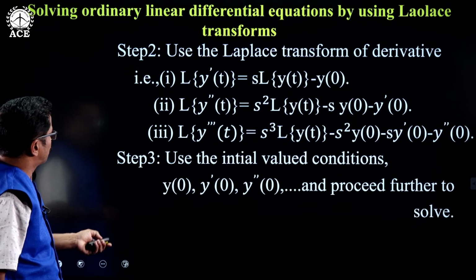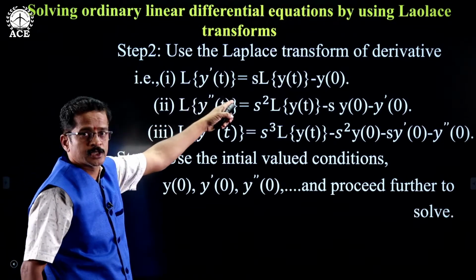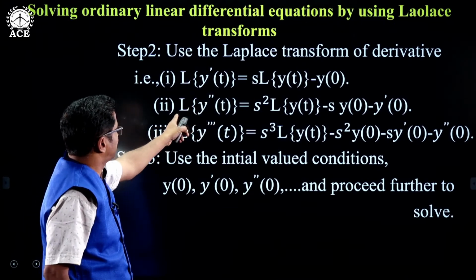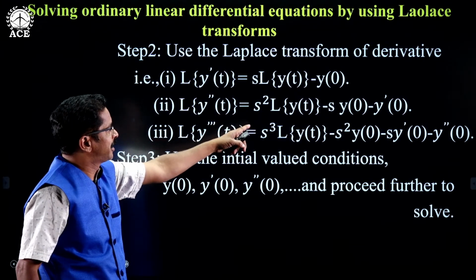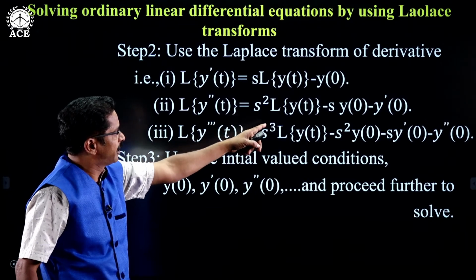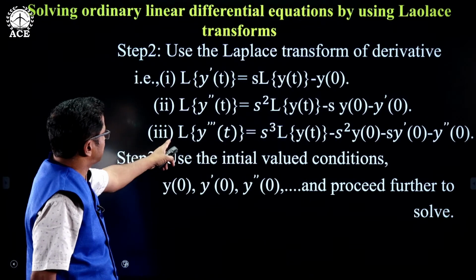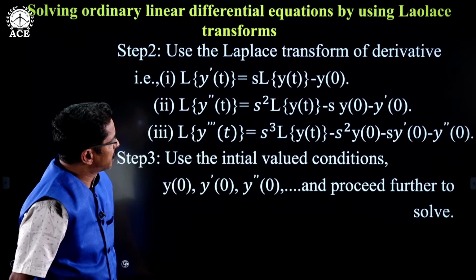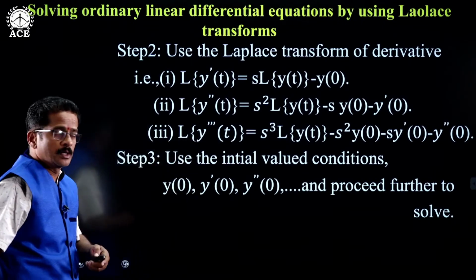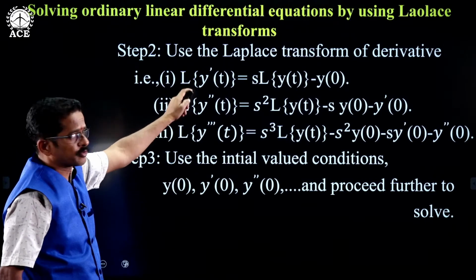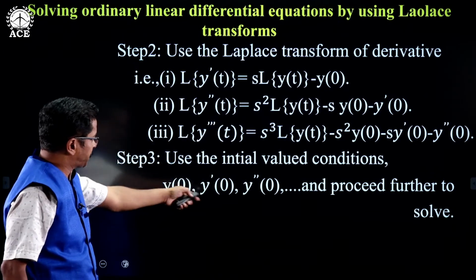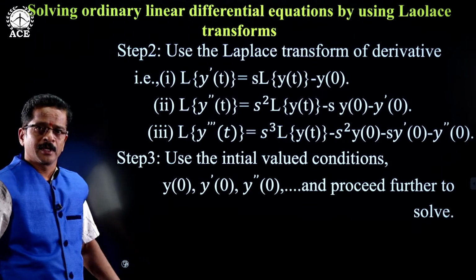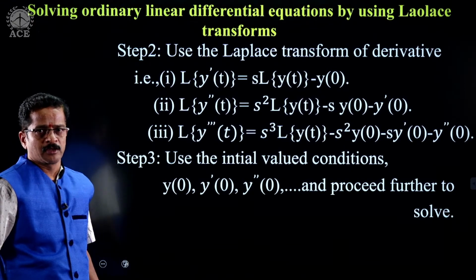Okay, Laplace transform derivatives formulas: L of y dash of t equals s into L of y of t minus y of 0. And the Laplace transform of y double dash of t equals s square into L of y of t minus s into y of 0 minus y dash of 0. And the Laplace transform of y triple dash of t is equal to s cube into L of y of t minus s square y of 0 minus s into y dash of 0 minus y double dash of 0, and so on. So take these Laplace transform derivative formulas, take whatever initial conditions are provided in the problem, and proceed for solving the differential equation.